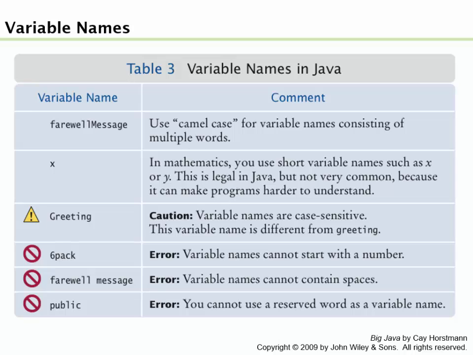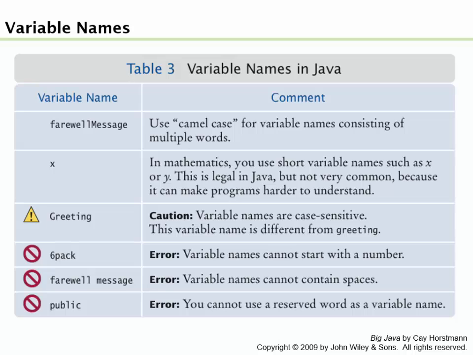Here's a few error ones. 6-pack with the number 6 at the beginning. You can't start with a number. The compiler's going along, grabs this next token and says, oh, it's a number. Starts with a number, so I'm going to make this a double. Or I'm going to make this an integer. And so you put the number at the beginning, and the compiler's completely flummoxed because it doesn't know how to convert that into a number. So you can't start with a digit. The digit can be later on in the identifier, but it just can't be the first letter.